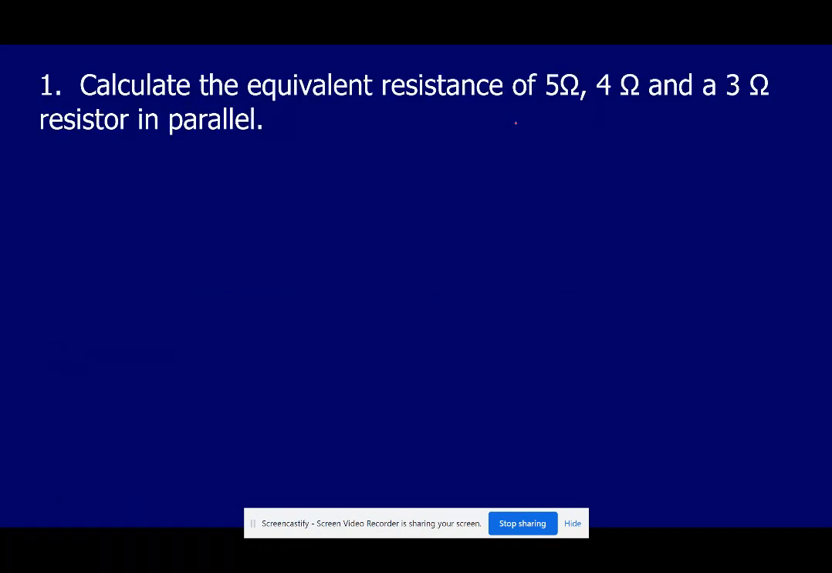So if we have a resistance of 5, 4, and 3 now in parallel, I'm going to draw that out just because I need practice drawing these on the screen. Oh, that looks pretty ugly. Let's do that again.